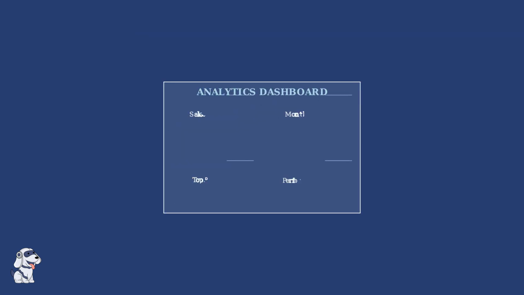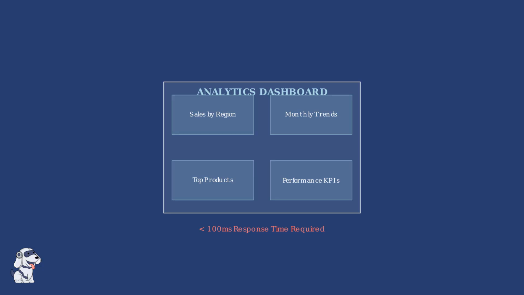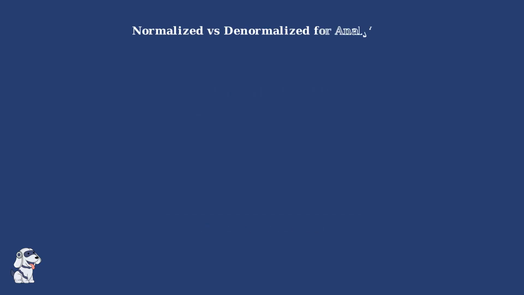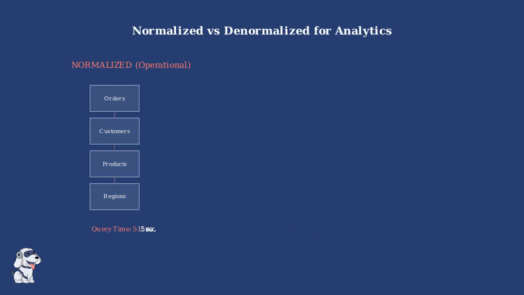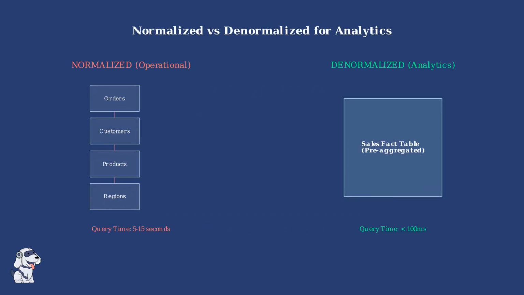Analytics dashboards represent one of the most compelling use cases for denormalization in modern database design. Unlike operational systems that prioritize data integrity and consistency, analytics dashboards must deliver lightning-fast query performance for complex aggregations and reporting. The fundamental challenge with analytics is that normalized data structures, while excellent for transactional integrity, create significant performance bottlenecks when executing complex analytical queries.